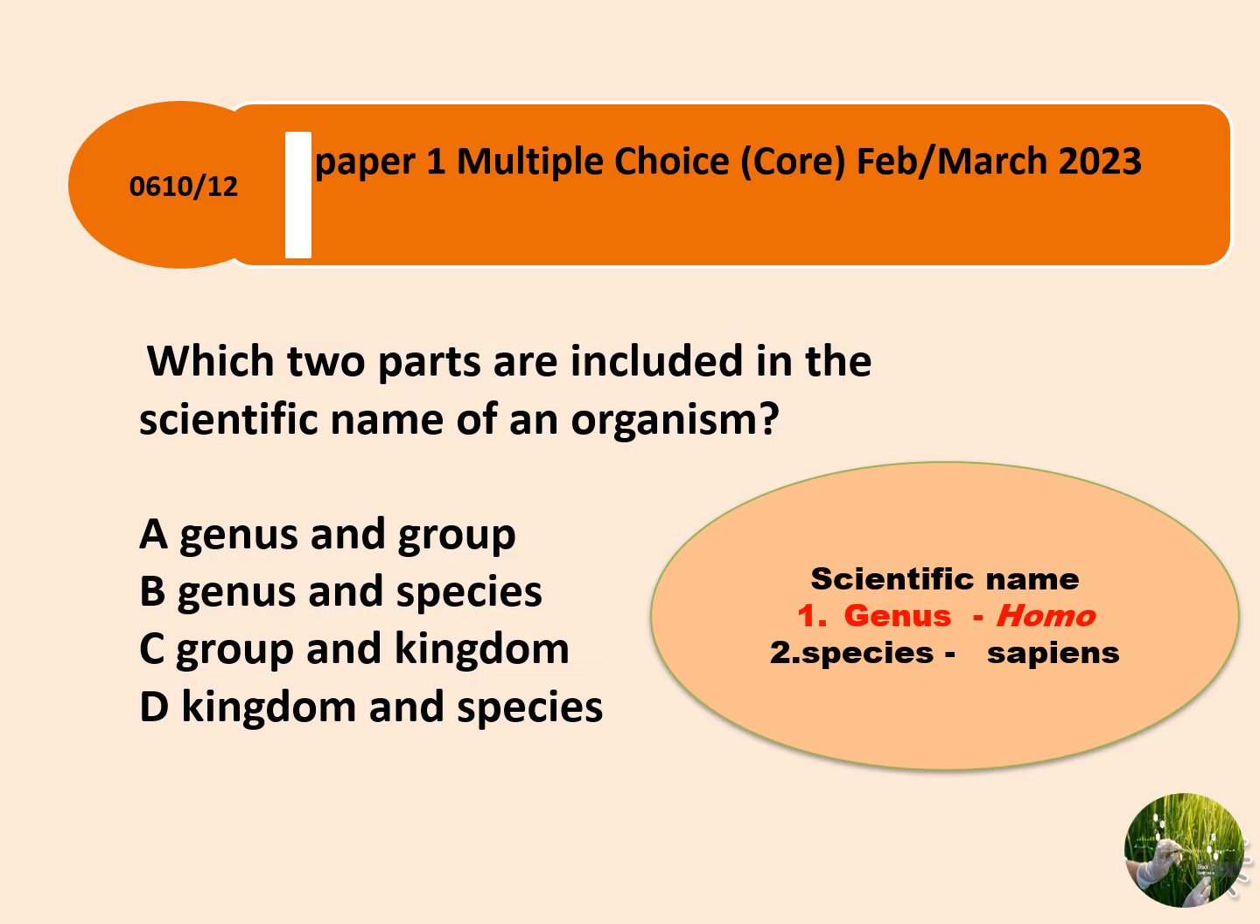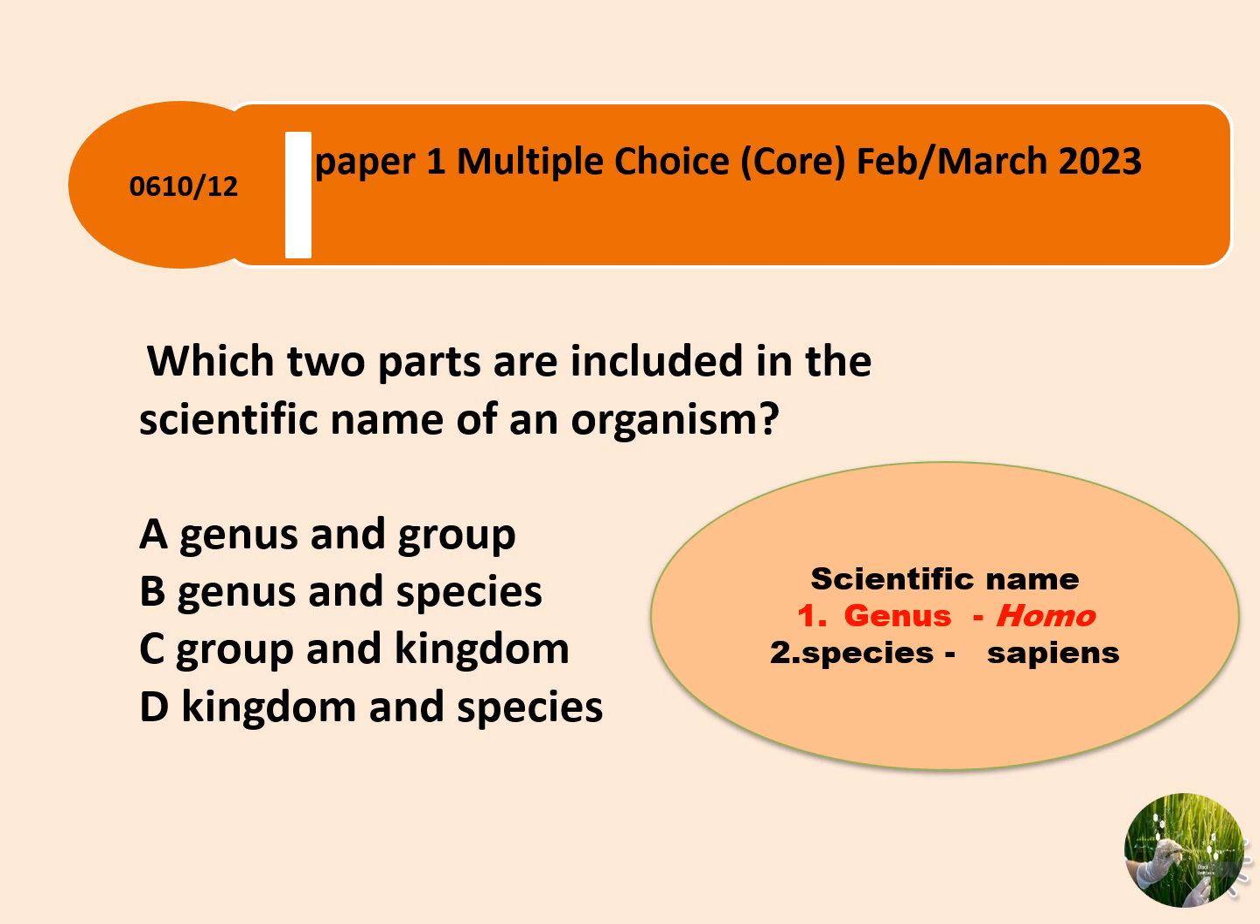Choice question, February-March 2023. Which two parts are included in the scientific name of an organism? In giving a scientific name for a species, the binomial system is used. Binomial is two-term naming system. That is, the first one is genus, the second one is species.